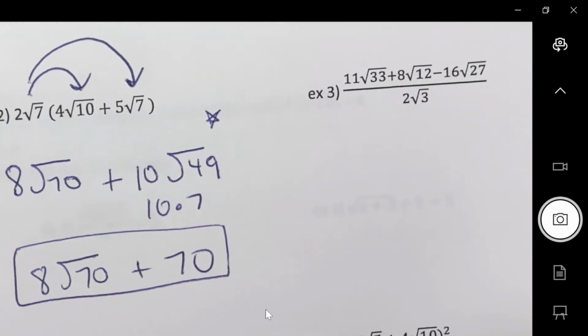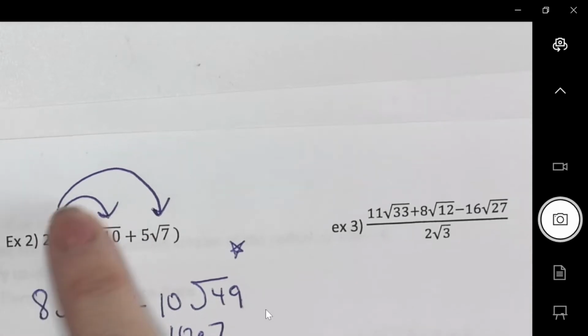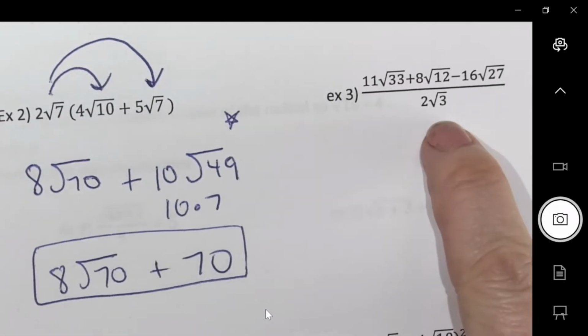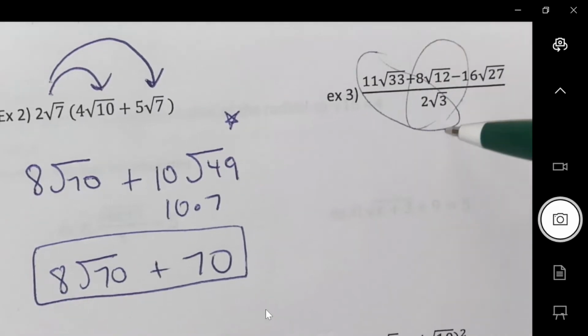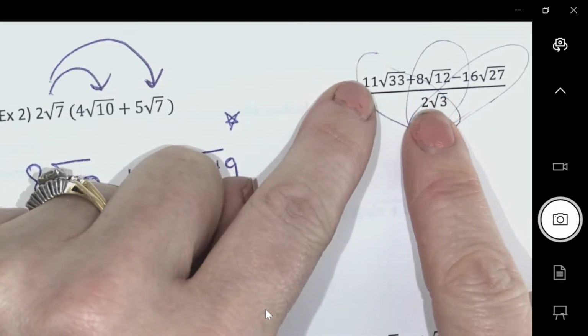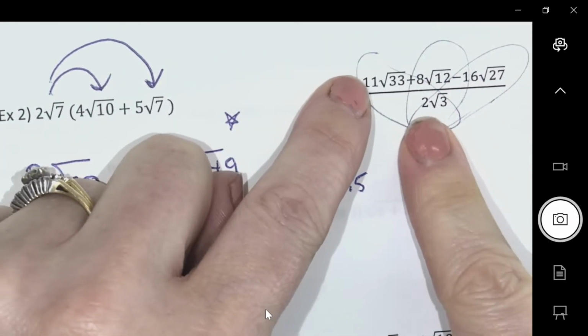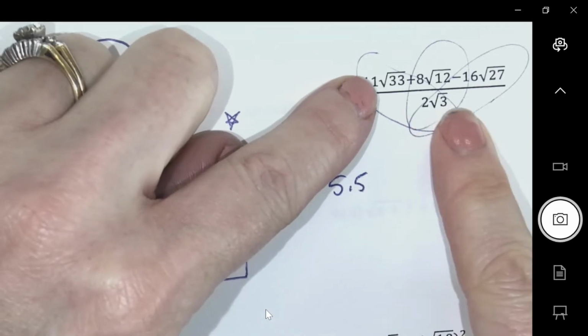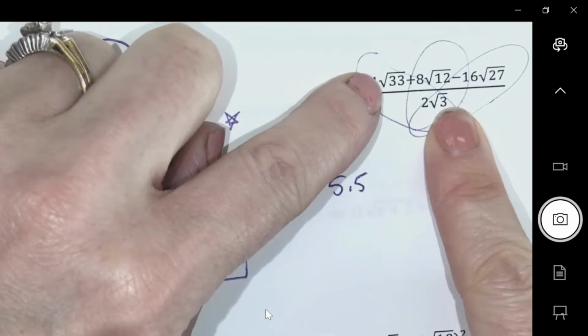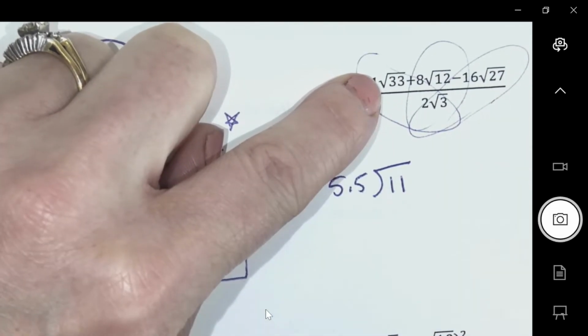Okay, so division works the same way. If this is my multiplier, I have to multiply everything. If this is the divider, I have to divide everything. Same idea as the distribution, but I'm doing the dividing distribution. Okay, so this first one, 11 and a divide by 2, that makes 5.5. Root 33 divided by a root 3 makes root 11.